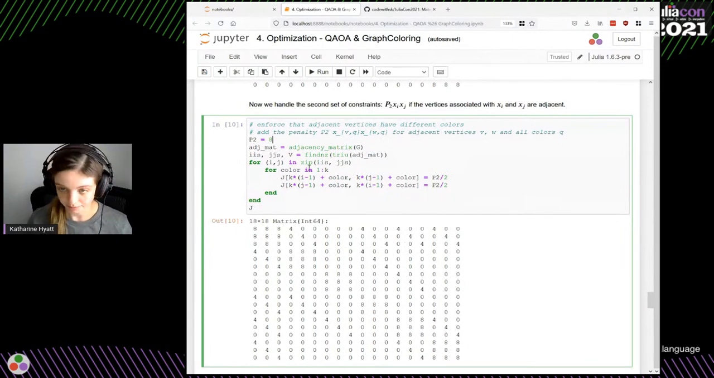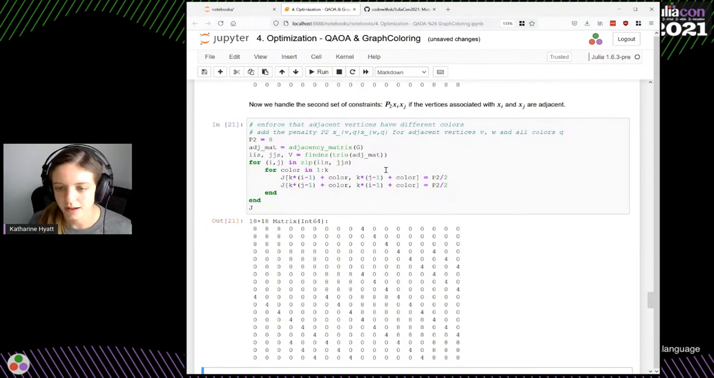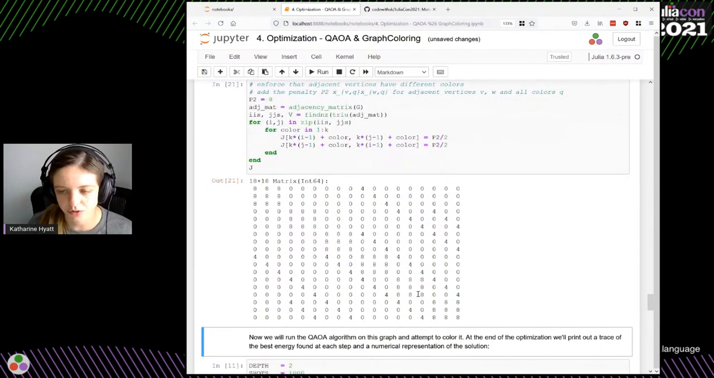So we iterate over the non-zero values in the adjacency matrix and then apply the penalty P2 to account for this adjacency constraint. And having done so, we can see now that we have our original block sparse structure representing the first penalty. And now there's a bit more interesting structure going on here representing the penalty for adjacent vertices having the same color, which is represented by the 4s here.